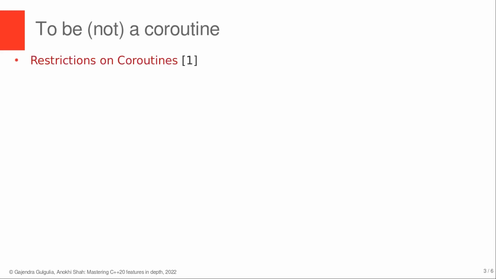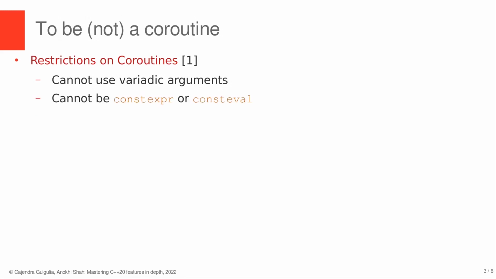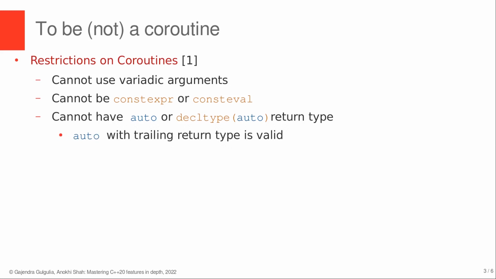The restrictions on coroutines are pretty straightforward. Coroutines cannot use variadic arguments, they cannot be constexpr or consteval functions, and they cannot have auto or decltype(auto) return types. This is because the compiler cannot deduce the return type with co_await, co_return or co_yield expressions. However, auto with a trailing return type is still valid for coroutines.